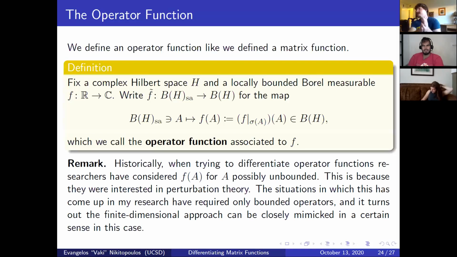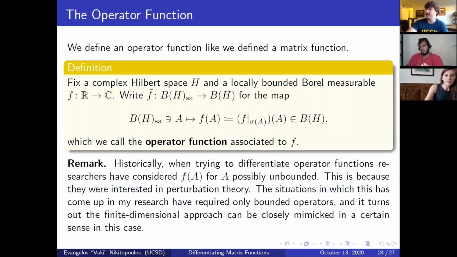Important historical comment. When trying to differentiate operator functions, researchers have historically considered f(A) where A is possibly unbounded. This is because they were interested in perturbation theory as their applications. That's how this whole thing came about, actually, of differentiating operator functions. This situation came up in my research in the context of free stochastic integration and matrix SDEs and free SDEs. And in that situation, you don't need unbounded operators, and you can actually mimic the finite dimensional approach in a certain precise sense.